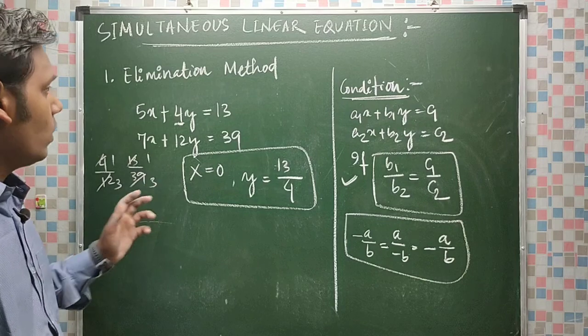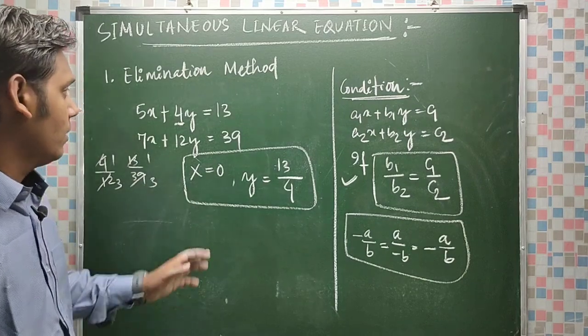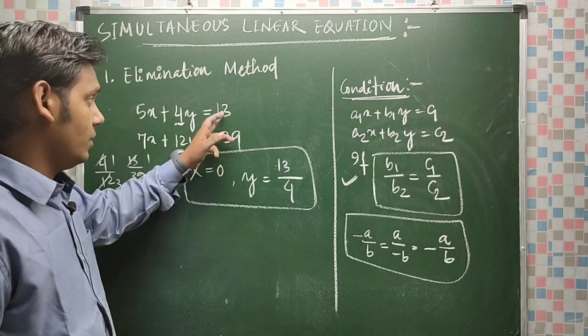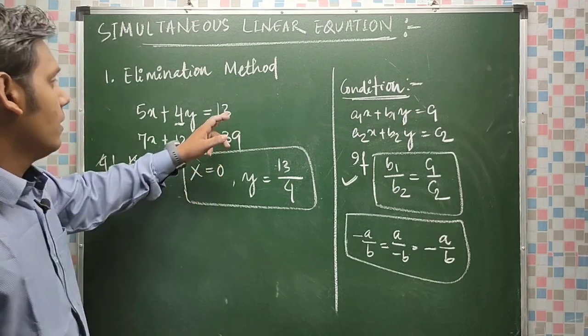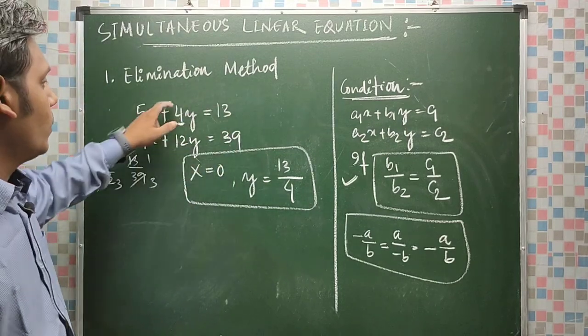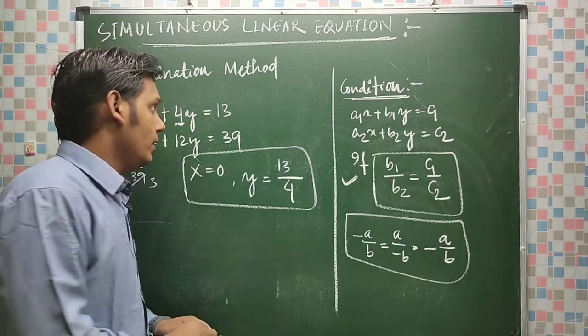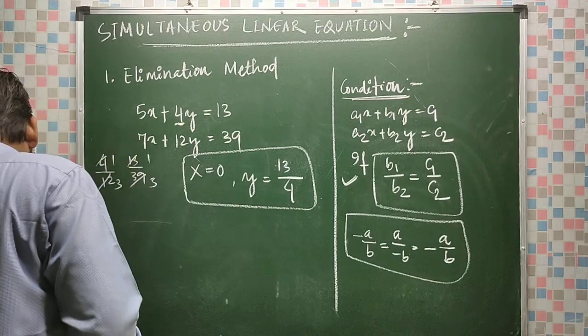So this is all about the elimination method. If the ratio of these two is equal to the ratio of these two, then constant term divided by coefficient of y. This one you have to do properly. Thereafter we will go to the graphic method.